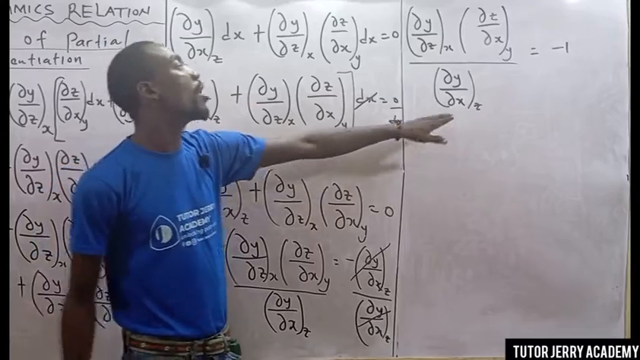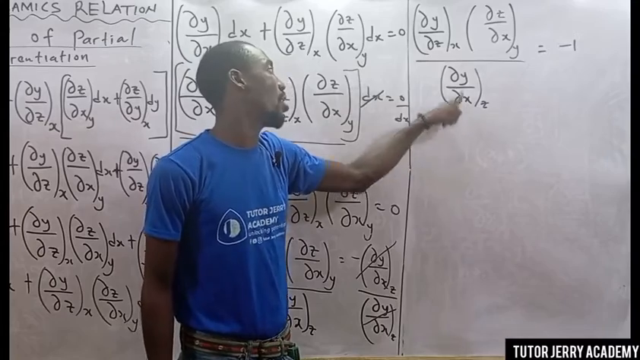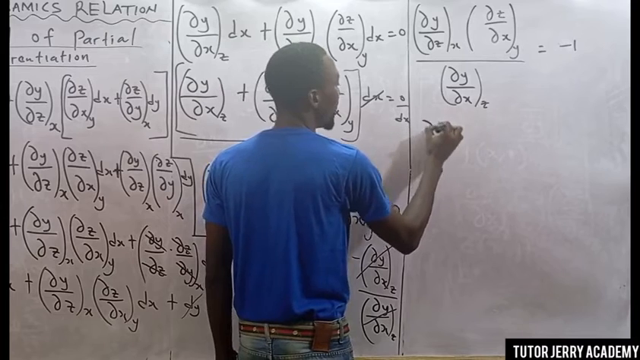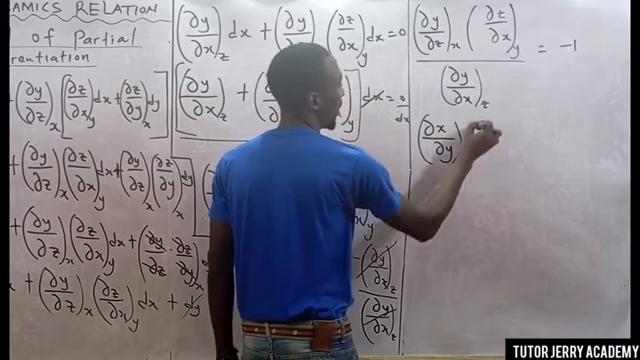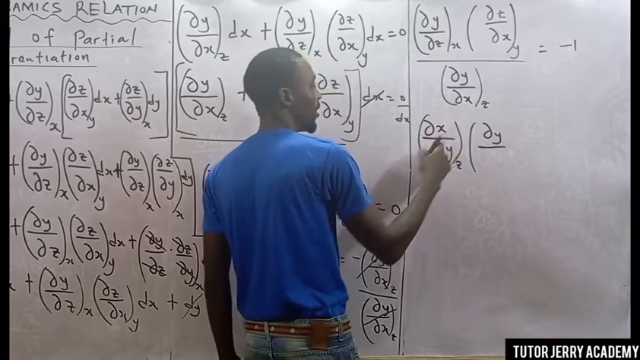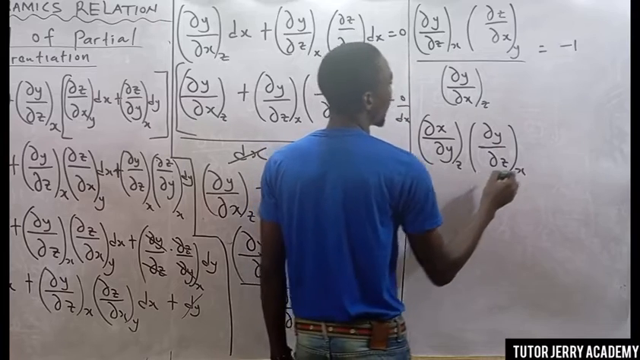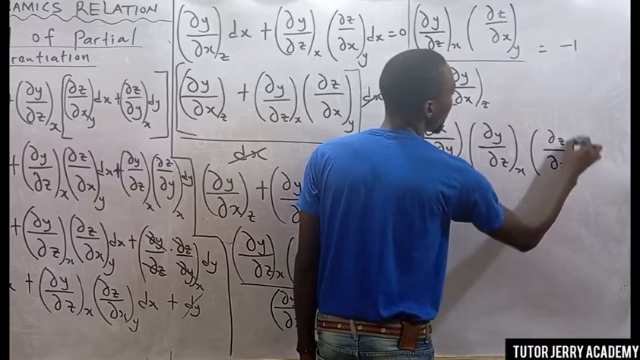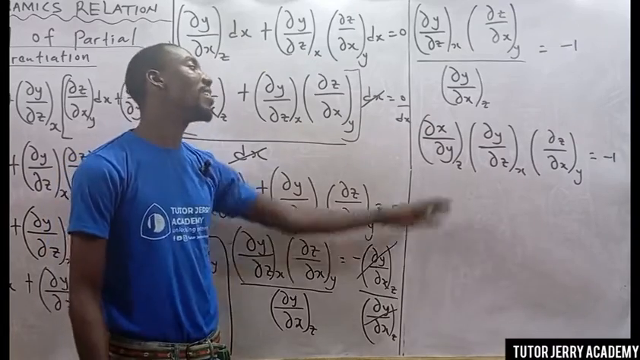Now, if I want to let what is here to come back up, what will I do? I will just take this up and bring this down. Then it means this is going to be what? It's going to be partial derivative of s all over the partial derivative of y, keeping z constant, into the partial derivative of y all over the partial derivative of z, keeping s constant, into the partial derivative of z all over the partial derivative of s, keeping y constant, is equal to what? Minus 1. All right.